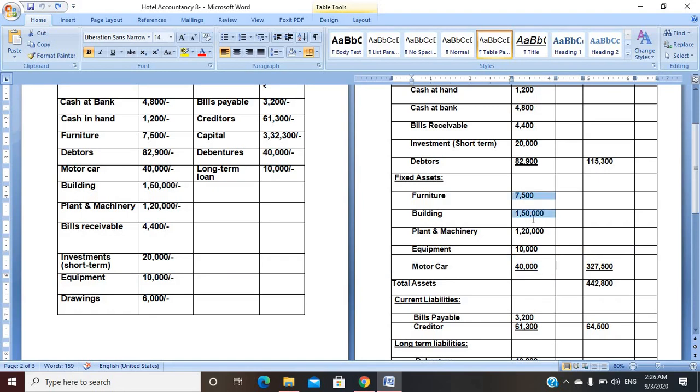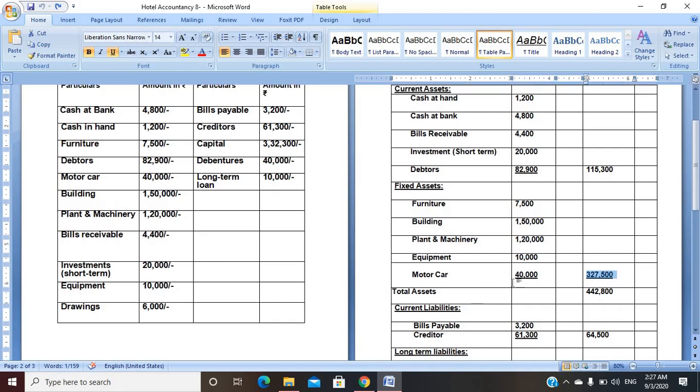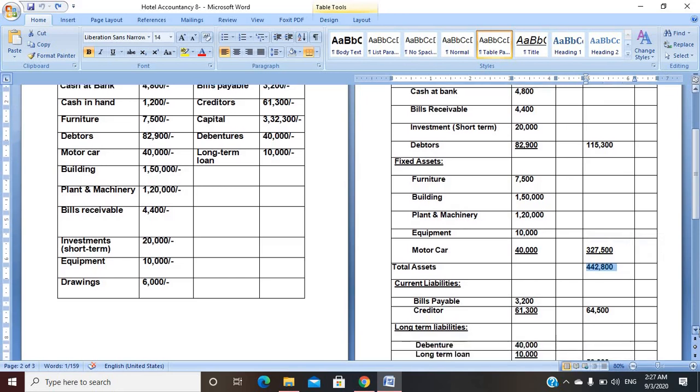Same total will be there: 7,500 plus 1,50,000 plus 1,20,000 plus 10,000 plus 40,000 gives me the figure 3,27,500. So in this way our assets column, both current assets and fixed assets, has been done. Now we total it. Total assets is current assets plus fixed assets. Current assets 1,15,300, fixed assets 3,27,500. So total assets will be 4,42,800. It is our total for the assets column.